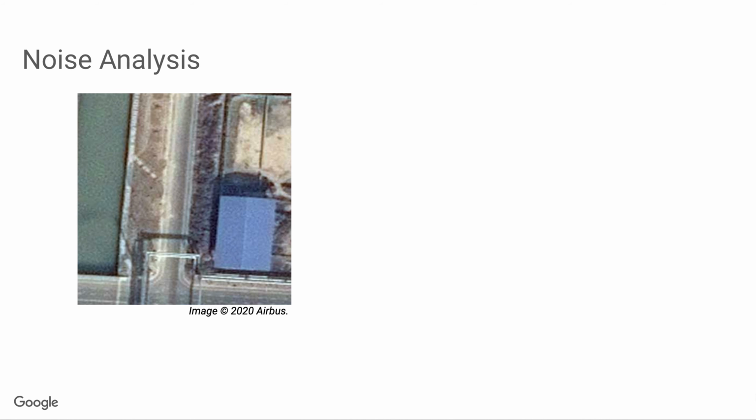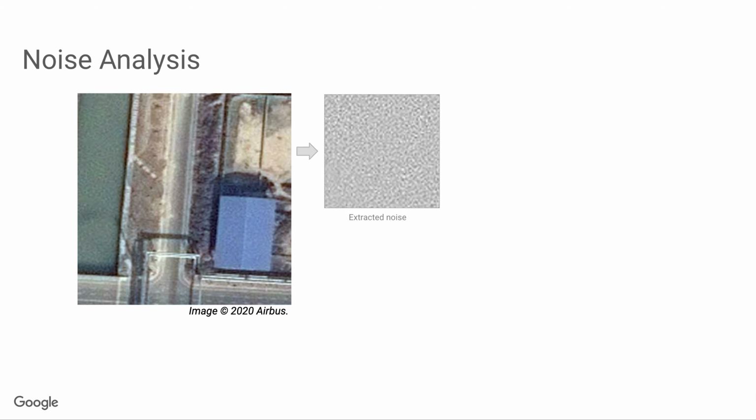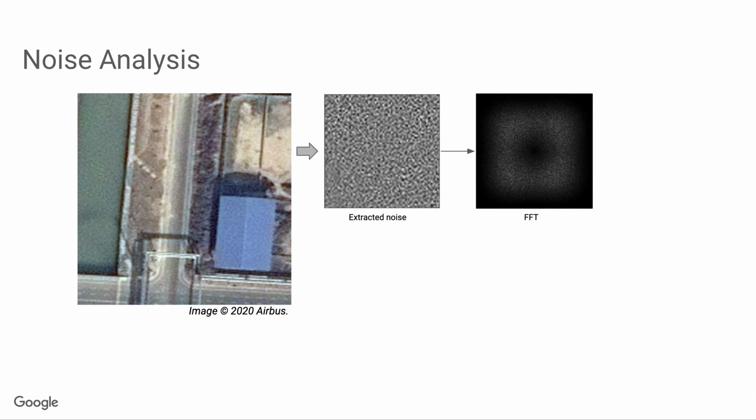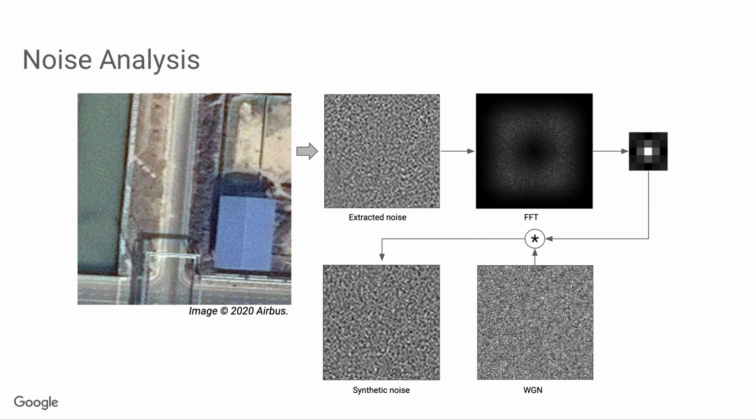The satellite images can also be noisy, like this example, which is from the Pleiades satellite. We extracted the noise and applied a DFT. We can see this is not white Gaussian, but it can be synthesized by convolving white Gaussian noise with a kernel.